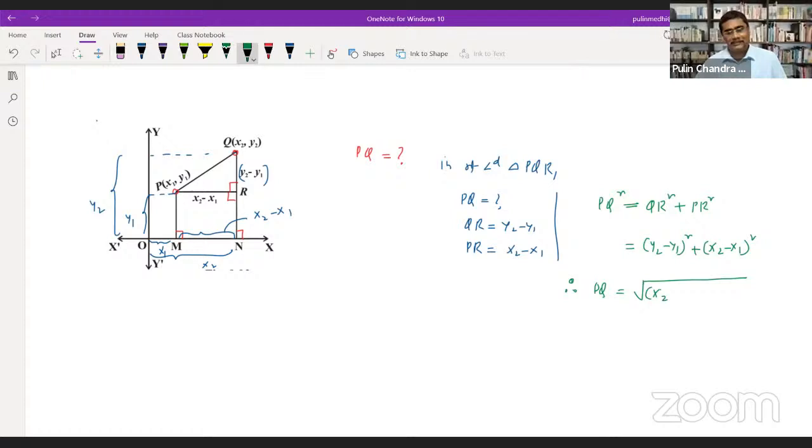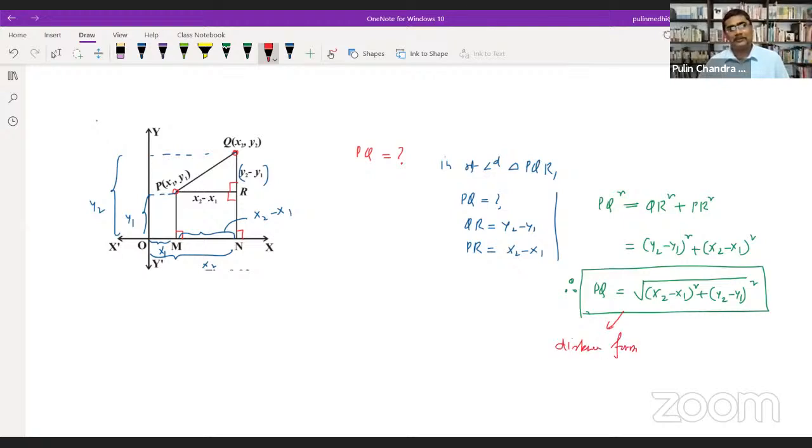I'll reverse this because x1 should come first alphabetically, and the ordered pair matters, so x should be written first. Of course, writing it in a jumbled order will not cause a problem, but be disciplined. So this is what we get by the Pythagoras theorem. It is a formula which will help us find the distance between two points. This is known as the distance formula.